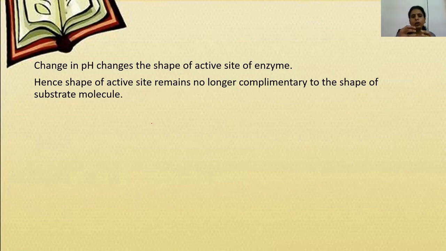Hence, the substrate molecule cannot go and fit into the active site due to the change in shape of the active site of the enzyme. As the shape of the active site of the enzyme changes, the active site does not remain complementary to the shape of the substrate molecule. Hence, the substrate molecule cannot fit into the enzyme molecule, and obviously the rate of reaction will decrease, because no longer can the enzyme work on the substrate molecule and break it into products.